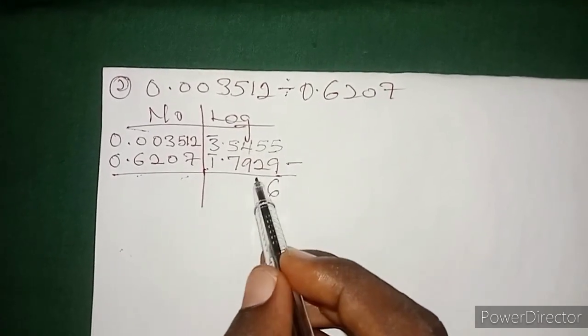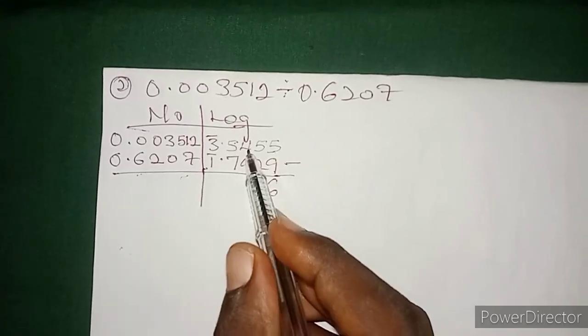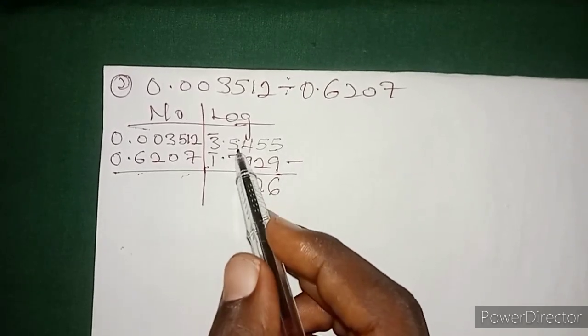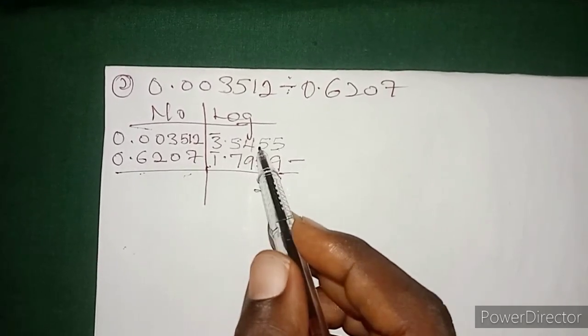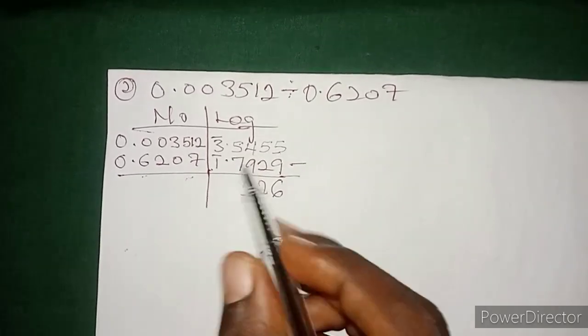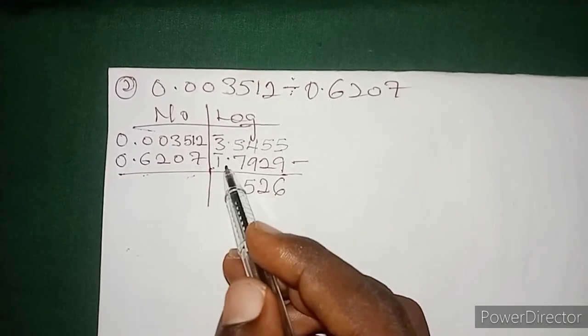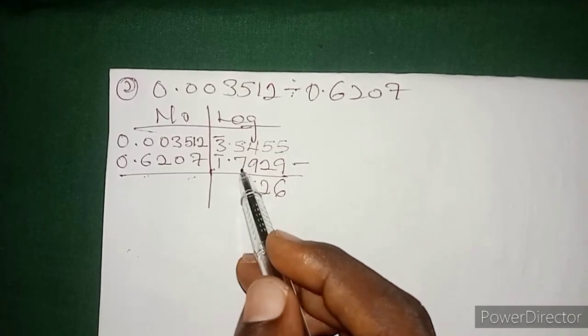We have 4. 4 minus 2 is 2. 4 minus 9 is not possible. Borrow 1 from here. It becomes 14. 14 minus 9 will give us 5. And then we have 4 left here. 4 minus 7 is not possible.